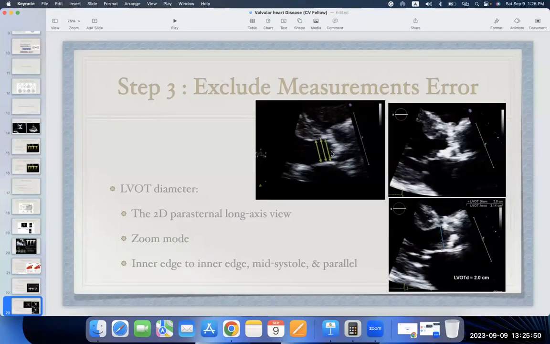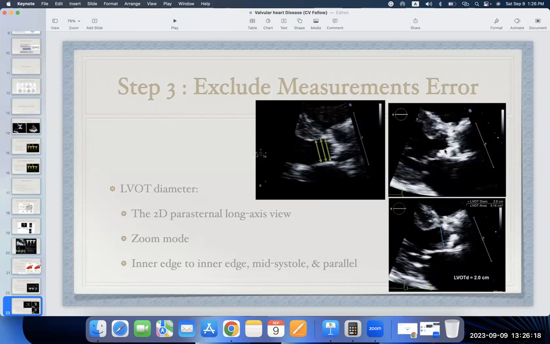The other point, and this is very important, and I always see this mistake by echo technicians: if they have a significant calcification, they will measure the LVOT diameter from here all the way to here. So they will not exclude the calcification. And this is wrong. You should exclude the calcification.